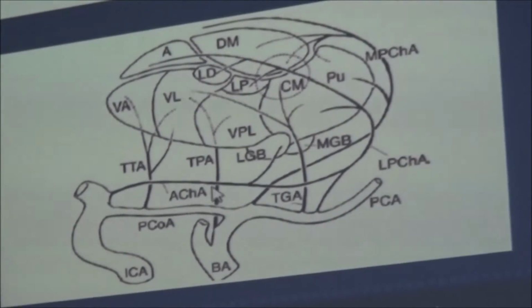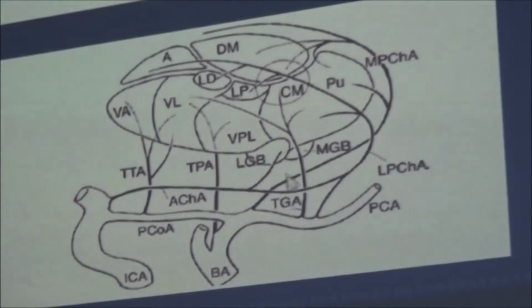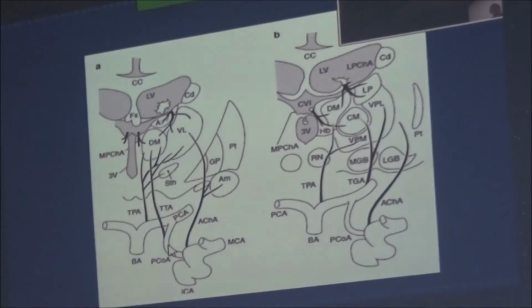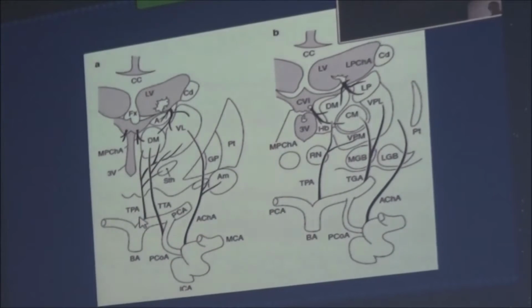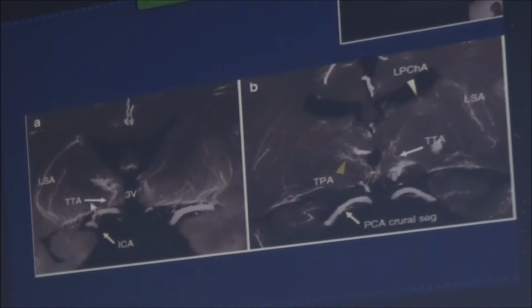And then if you compress them here at the level of the posterior perforated substance, then obviously we can cause bilateral thalamic infarctions. Again, what we've been talking about: thalamo-perforators, thalamo-tuberal, premammillary and postmammillary, and the anterior choroidal artery.